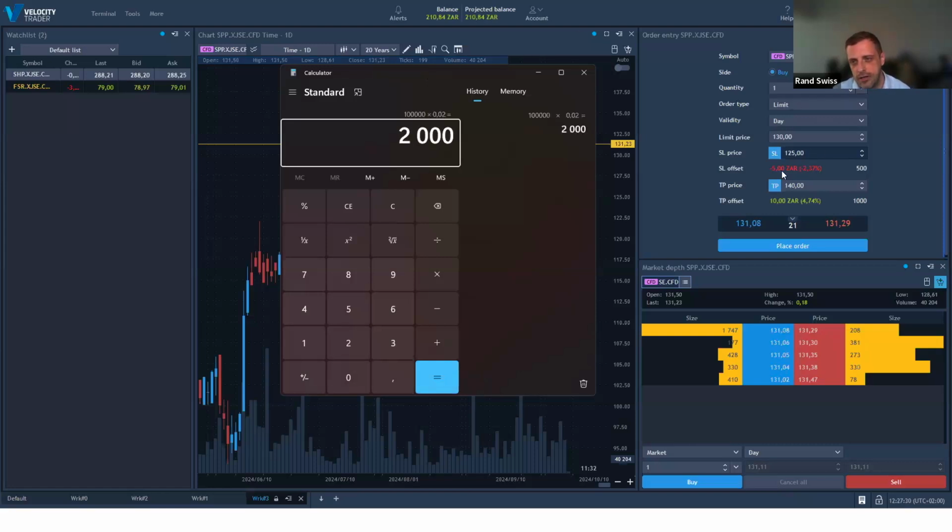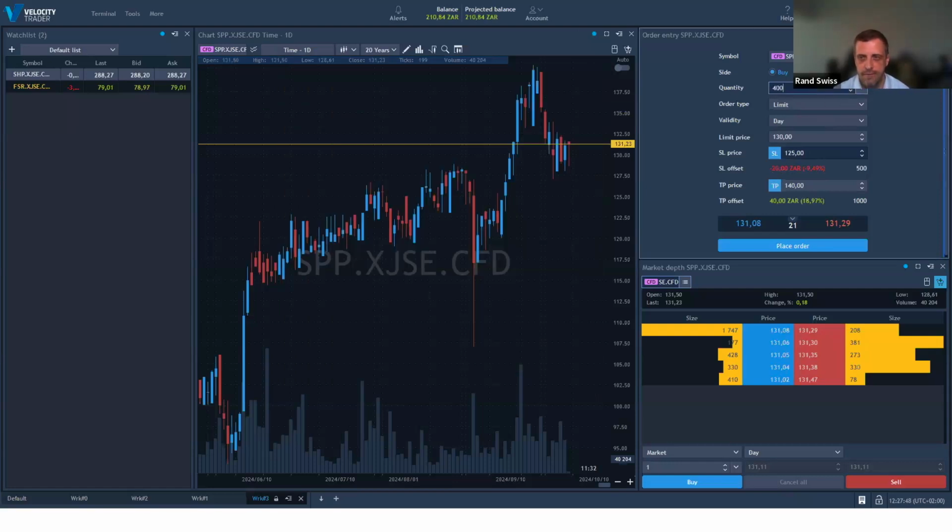Now, I look at this amount, 5 Rand. So I know for every one CFD I trade, I'm risking 5 Rand. All I have to do with this 2,000 is divide it by 5, and that gives me 400. So now I know I am willing to trade 400 SPAR CFDs, and that will keep my risk at 2,000 Rand. That is how you calculate your risk. If you're not sure how many CFDs you need to trade, that is how you calculate it.